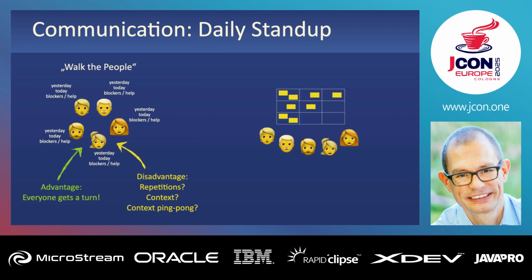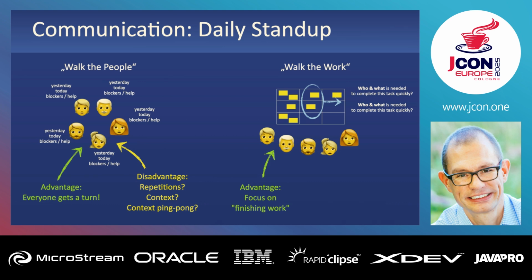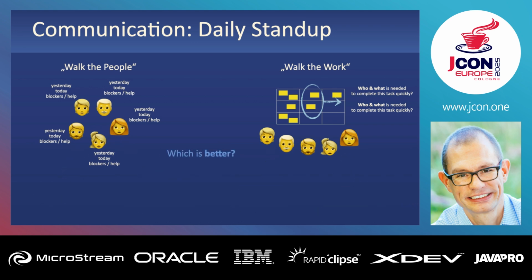The other model is if we assemble in front of our board, like a Kanban board, and we try to finish the work in progress. So we ask from right to left and top to bottom, what and who do we need to complete this task today, or as quickly as possible? And then the second task, work in progress, what and whom do we need to get this one finished? We call this walk the work or walk the board, and it's got an advantage. It focuses on finishing the work in progress. We don't start new work until the work in progress is finished. But it's got a disadvantage. What about the quieter ones? If you observe teams, you've got some loud ones who always say something about the tickets and other ones who stay quiet. And now you're the coach and you're being asked which is better.